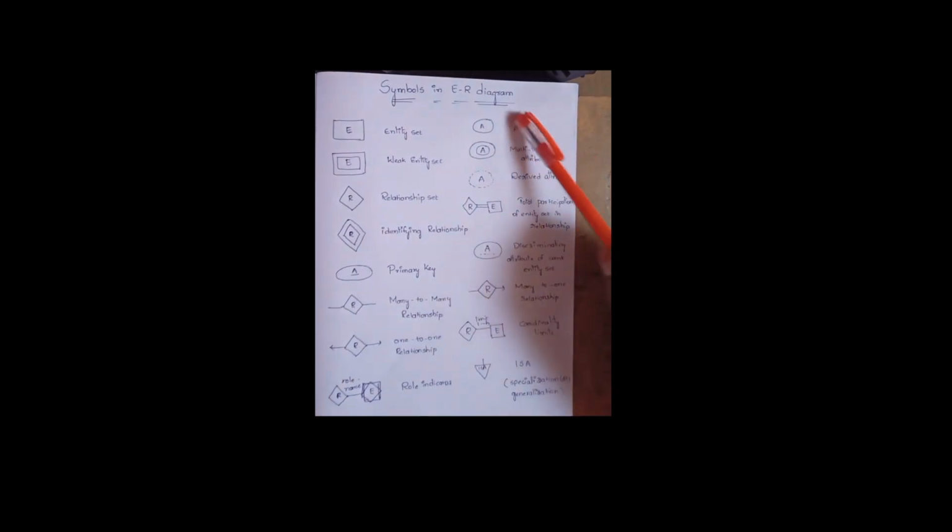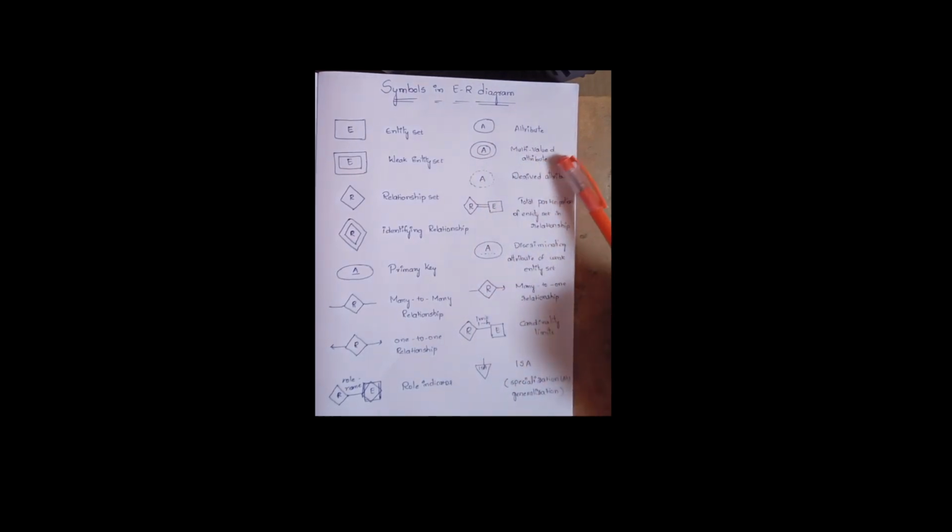And coming to attributes, we know that attributes are enclosed in an ellipse. And this is a multi-valued attribute. A multi-valued attribute is enclosed in a double ellipse. And this is a derived attribute, which is enclosed in a dashed ellipse.